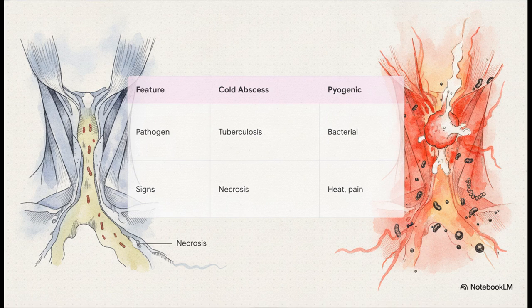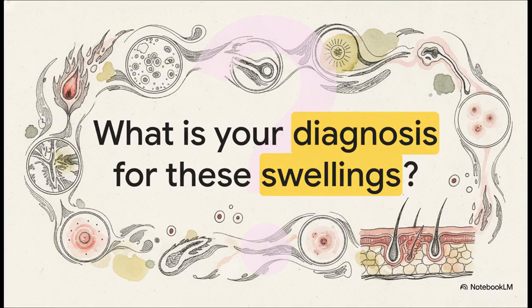If left untreated, these sneakily track through the deep cervical fascia to form a pathognomonic collar stud abscess shape before eventually rupturing. Now here is a really debilitating presentation.